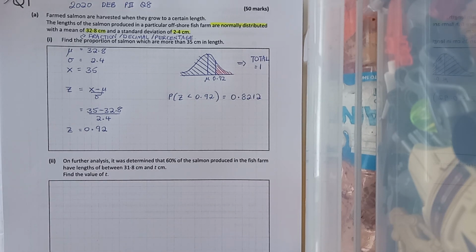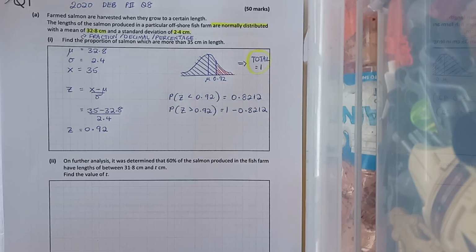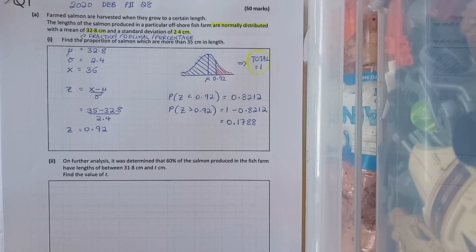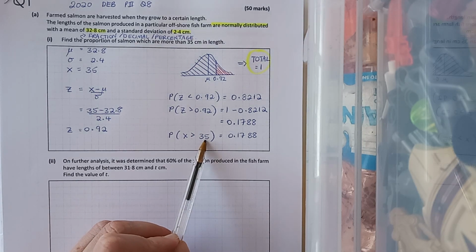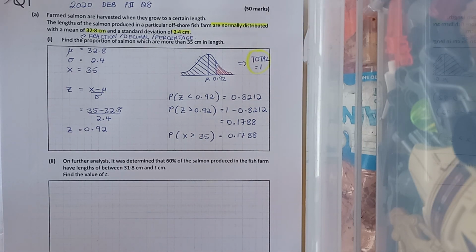Remember that when it comes to the normal distribution, my total is 1. So if I want to get the other side of the Z value, I'll just take my value so far from 1, giving 0.1788. So the probability that I'll have a Z value bigger than 0.92 is 0.1788. If I want to refer back to the actual lengths of salmon again then, I can say the chances of picking a random salmon that has a length greater than 35 is 0.1788.